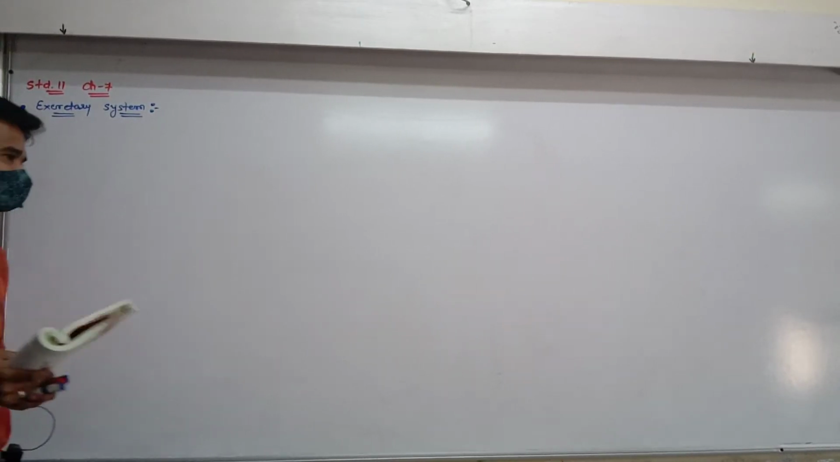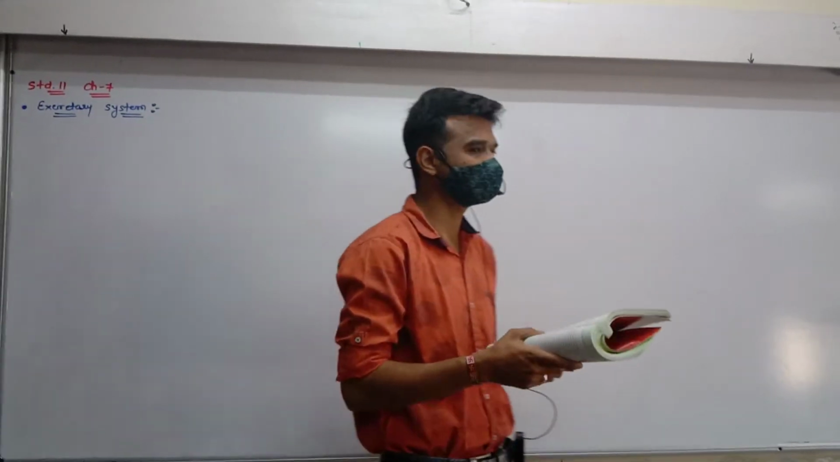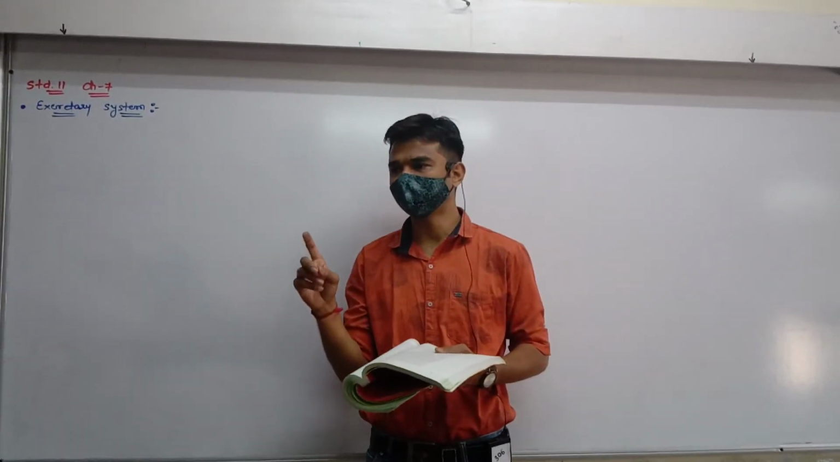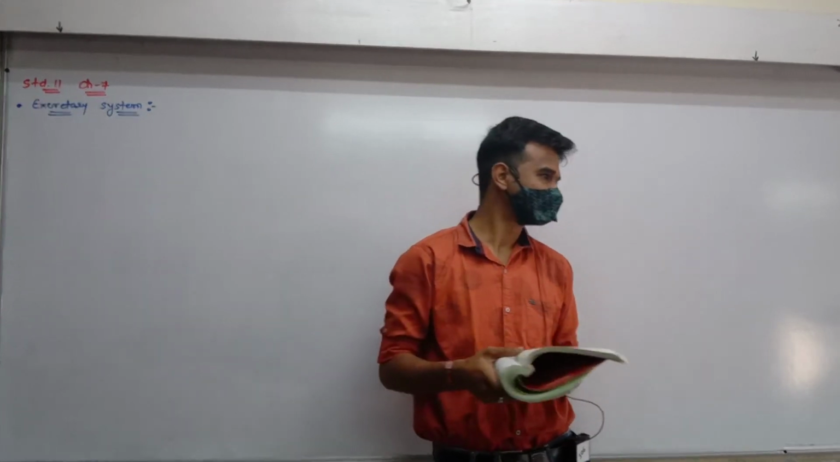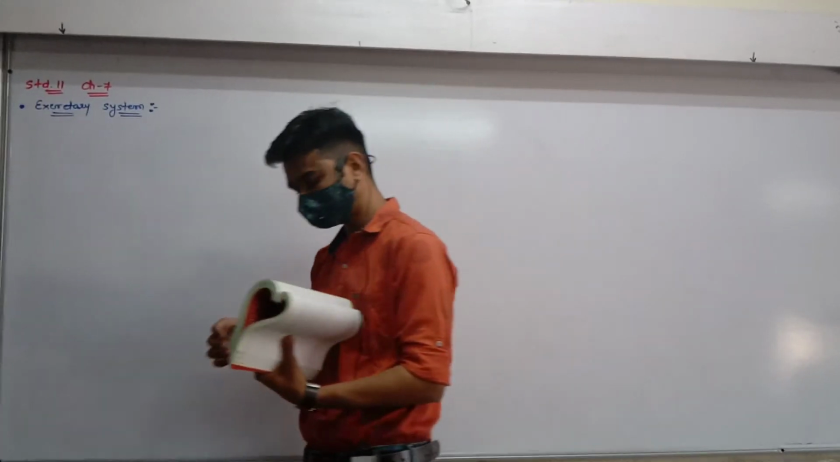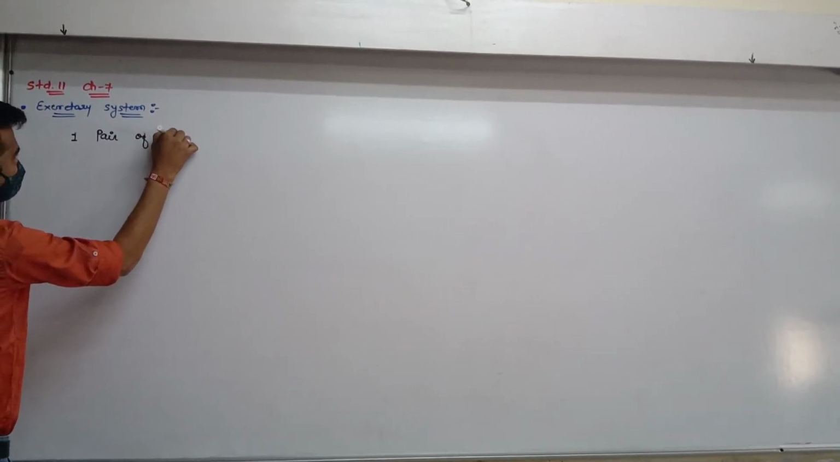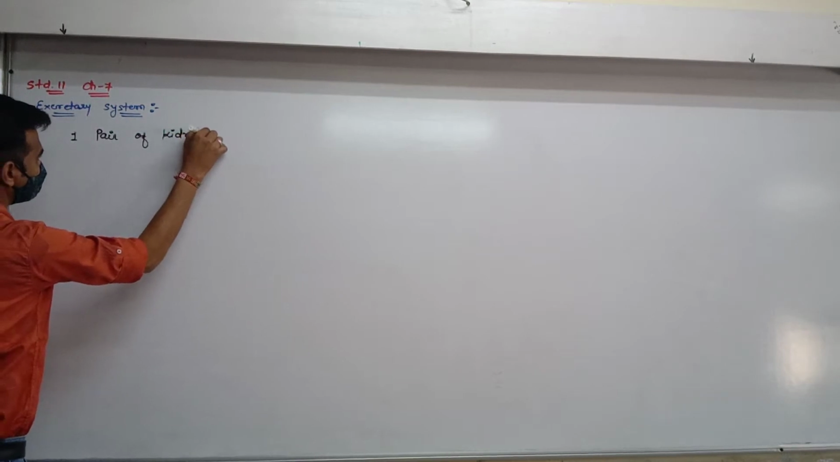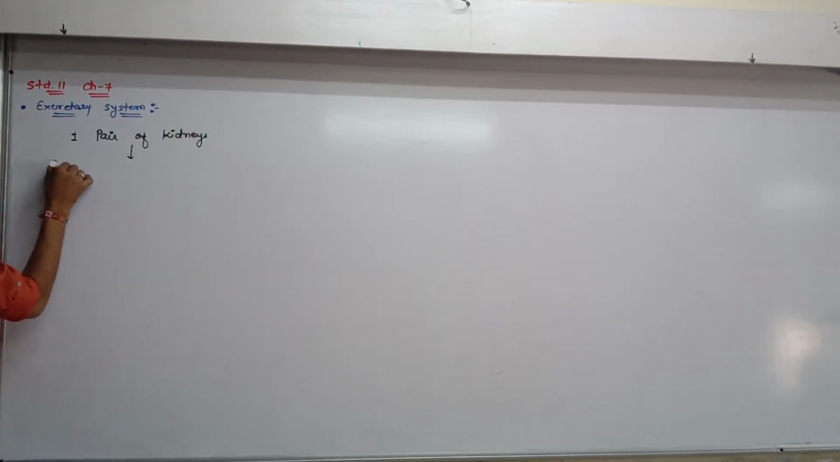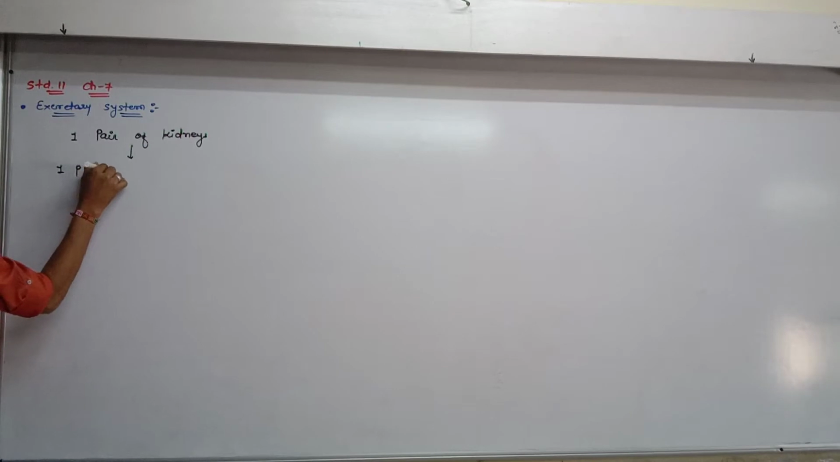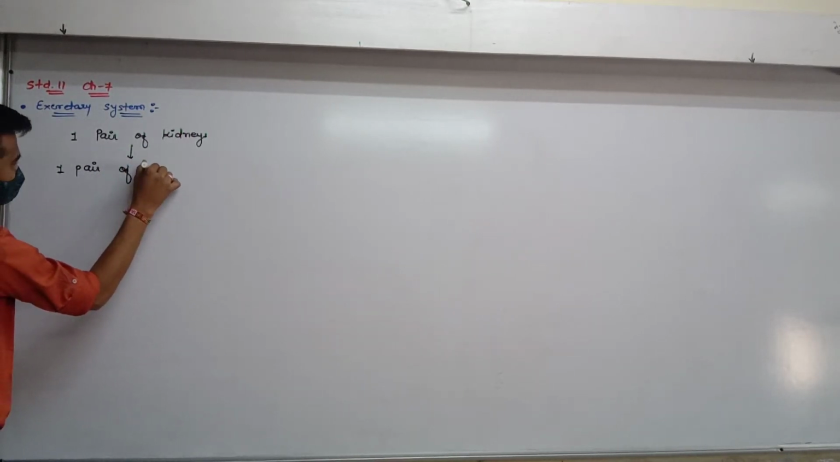The excretory system in frog consists of one pair of kidneys, one ureter. See, what is the path of urine in frog? So, one pair of kidneys.